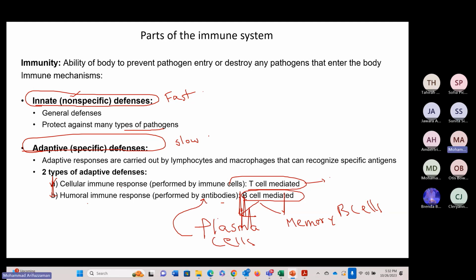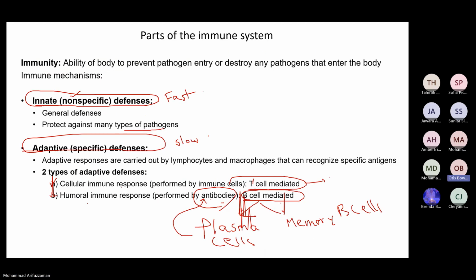So the cellular immune response is T cell mediated, and the humoral immune response is B cell mediated. The T cell mediated response attacks antigens directly and destroys them, and the B cell mediated immune response produces antibodies. Please don't mistake this: the B cell produces antibodies and the T cell attacks the pathogens directly. Okay, I'll try to remember that.